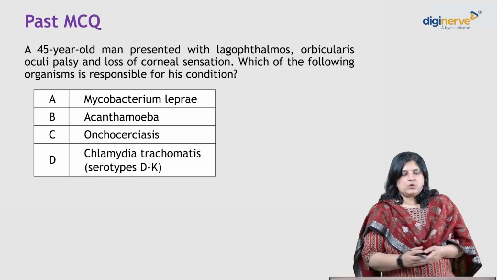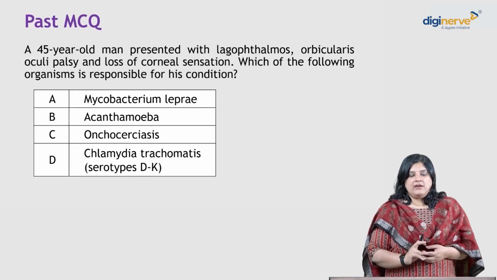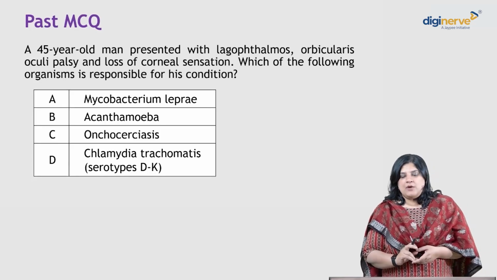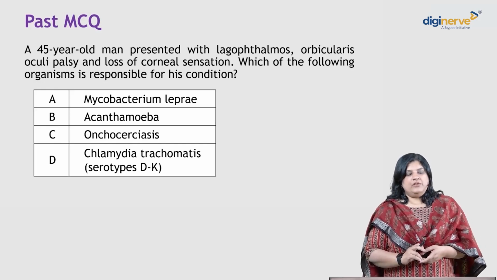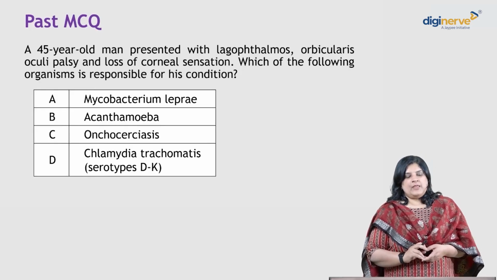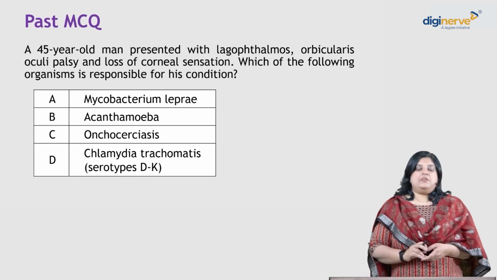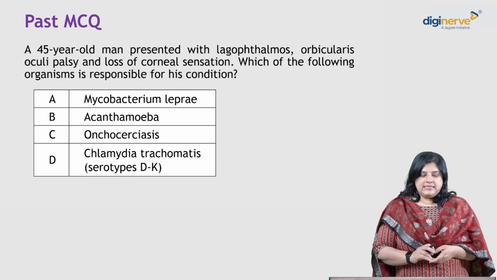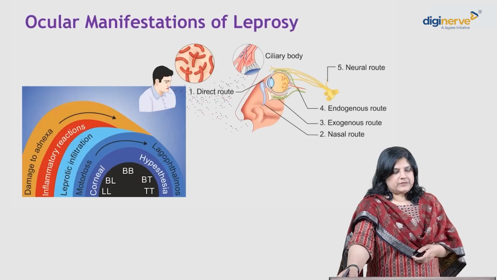Going on to the next question, we have a 45-year-old man who presented with lagophthalmos, orbicularis oculi palsy, and loss of corneal sensations. Which of the following organisms is responsible for his condition? Mycobacterium leprae, which results in leprosy, acanthamoeba, onchocerciasis, or chlamydia trachomatis, or trachoma in other words.